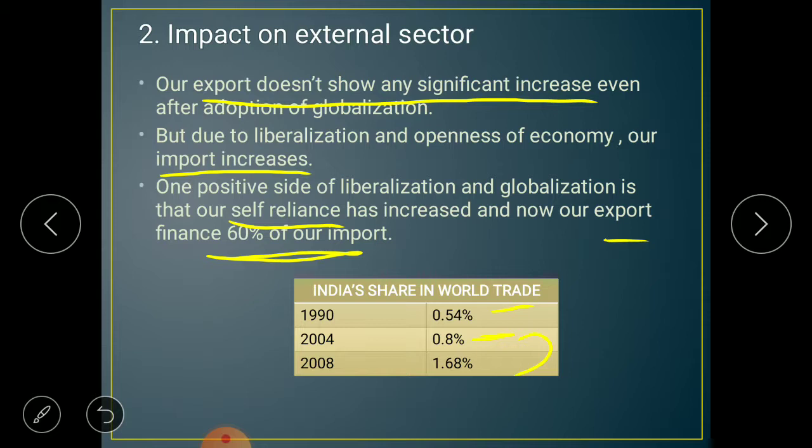We are also doing export and import, though we are not having any significant export, but at least now we are self-reliant. We are able to pay our bills on our own. We need not take loan from the other institution. So it is a good sign that our self-reliance increased and our contribution in international business also increases.